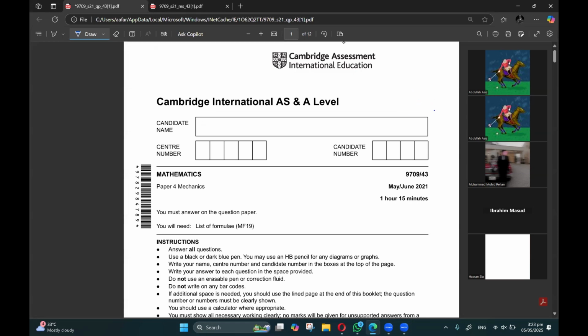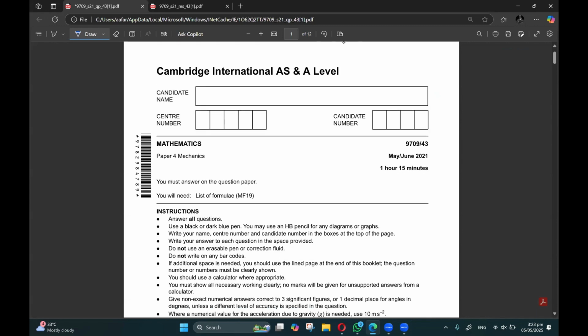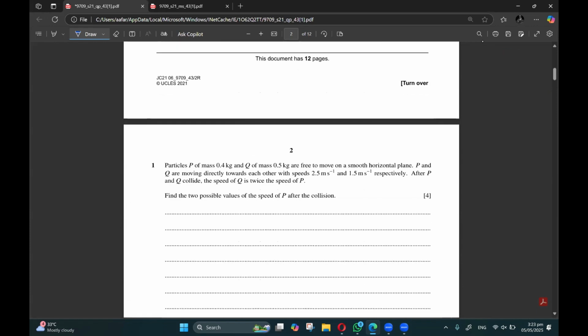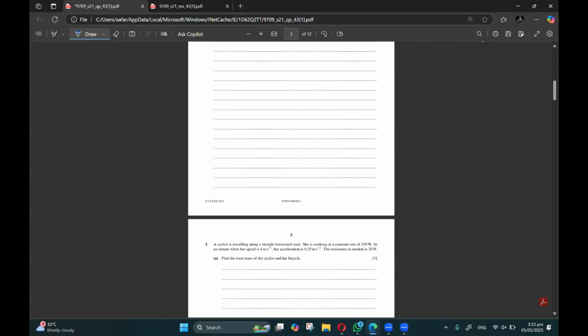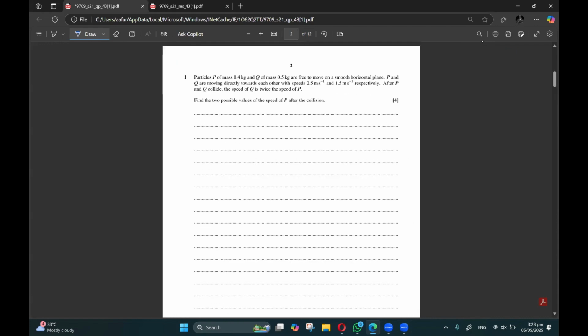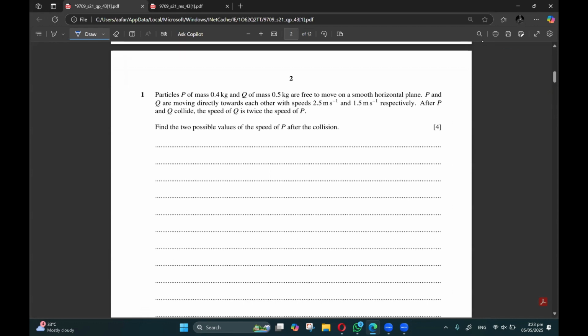So this is the 2021 May/June paper, P4, Mechanics 3, and I was here in Skoda two days later. Let's go through the whole paper first, so that we know what kind of questions we are going to face soon, inshallah.